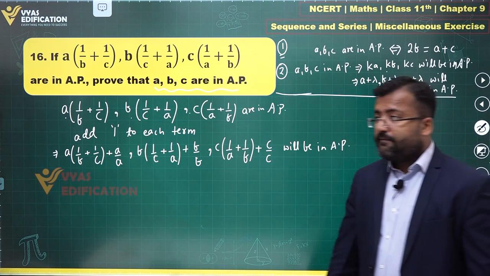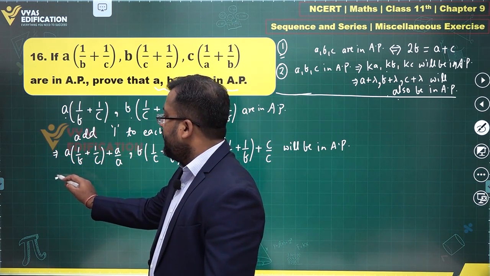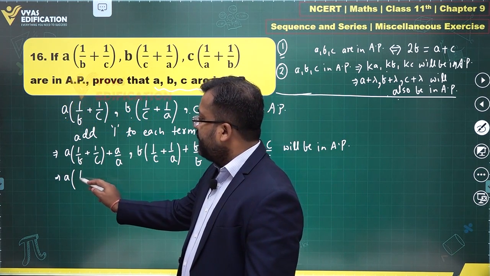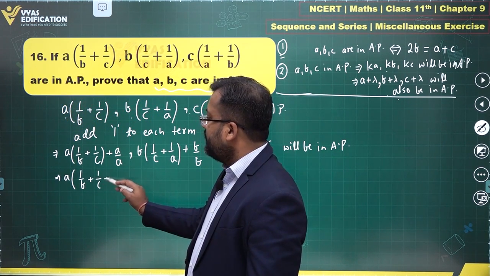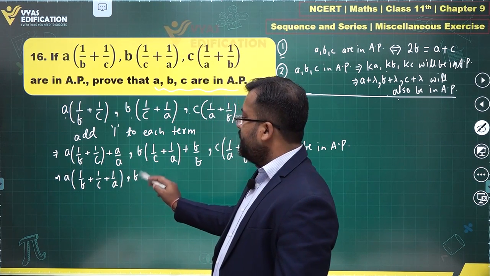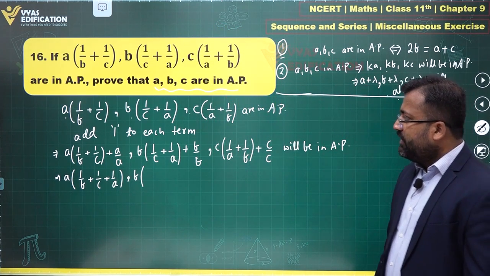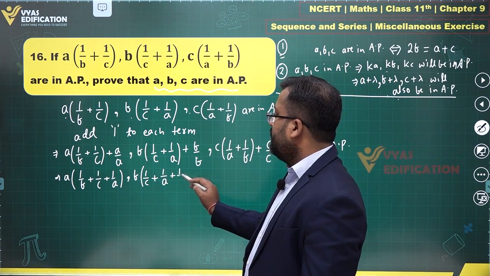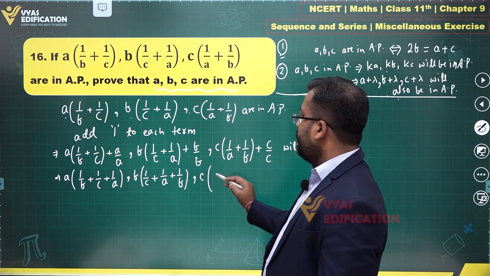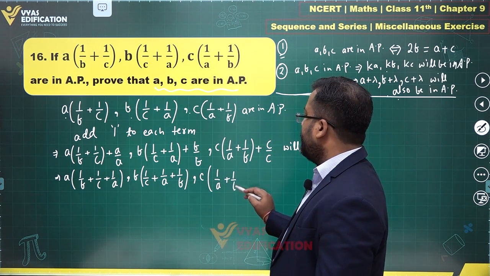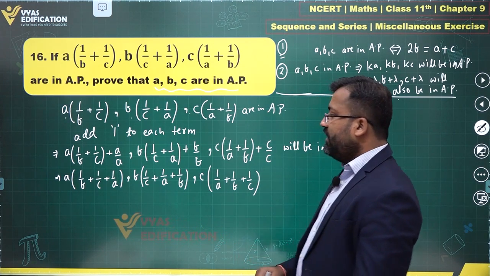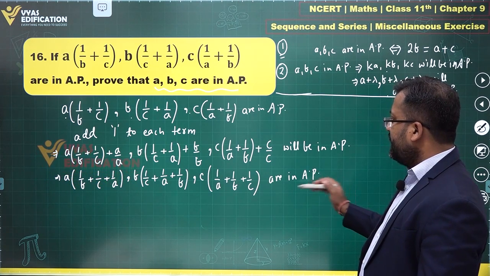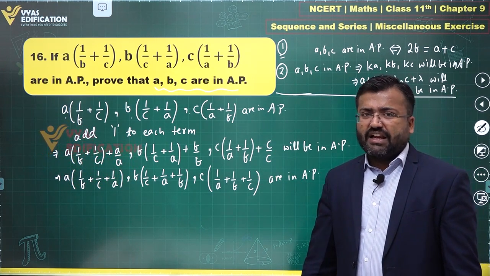Yes or no? Yes. Can I take out A common from all these terms? Yes. What do I have? I have 1 upon B plus 1 upon C plus 1 upon A, comma B is okay. What do I have? 1 upon C plus 1 upon A plus 1 upon B, comma C is also okay. I have 1 upon A plus 1 upon B plus 1 upon C, and these are in AP. Yes, just simple analysis over there, simple calculation.